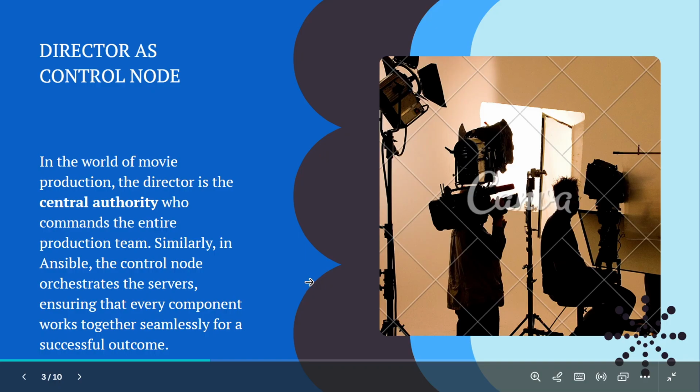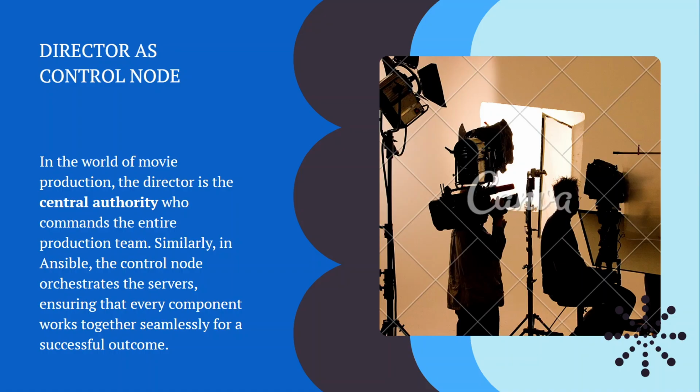In the world of movie production, the director is the central authority who commands the entire production team. Similarly, in Ansible, the control node orchestrates the servers, ensuring that every component works together seamlessly for a successful outcome. So imagine the movie director as a control node.